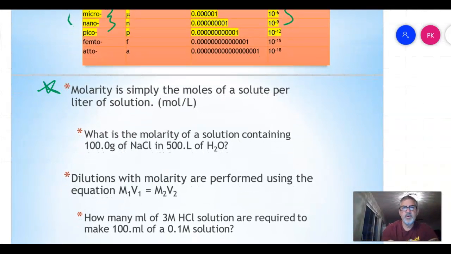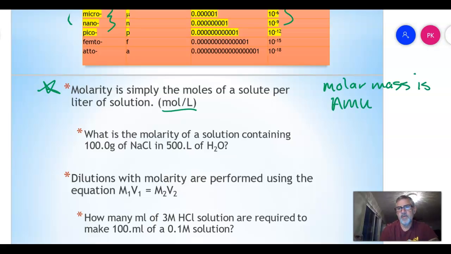Molarity. Simple. Molarity is moles per liter. The thing is that you have to be able to go to moles. Remember that a mole is the molar mass, the AMU, expressed in grams. So what is the molarity of a solution of 100 grams of sodium chloride in 5 liters?